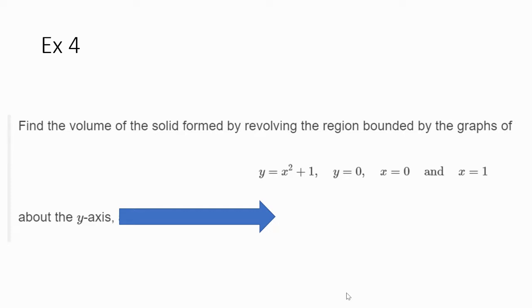So we're moving on to what I'm calling example 4, and I will read it for you. Find the volume of the solid formed by revolving the region bounded by the graphs of y equals x squared plus 1, y equals 0, x equals 0, and x equals 1. But this time we're revolving them about the y-axis. This may have been the first example where we're revolving it around the y-axis. So the very first step is you want to sketch a graph of what this is all about.